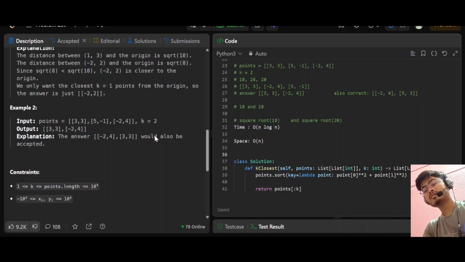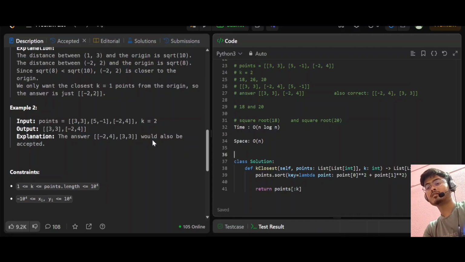The third mistake, using Manhattan distance. Some learners may calculate absolute value of x plus absolute value of y. This is called Manhattan distance. But the problem specifically asks for Euclidean distance. Therefore, we must use x square plus y square. The fourth mistake, calculating the square root unnecessarily. I already discussed that we don't need to calculate a square root. The squared distance is enough for comparison.